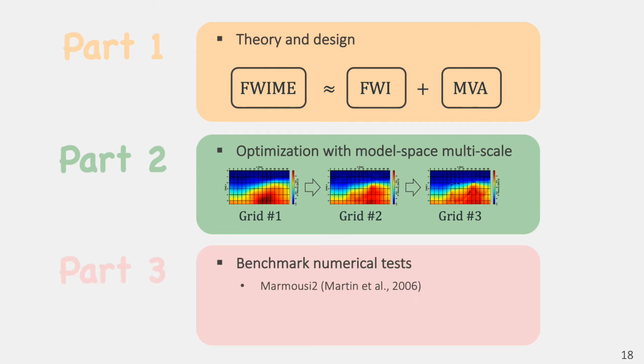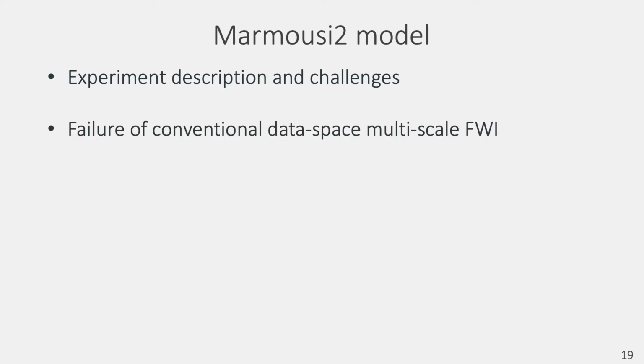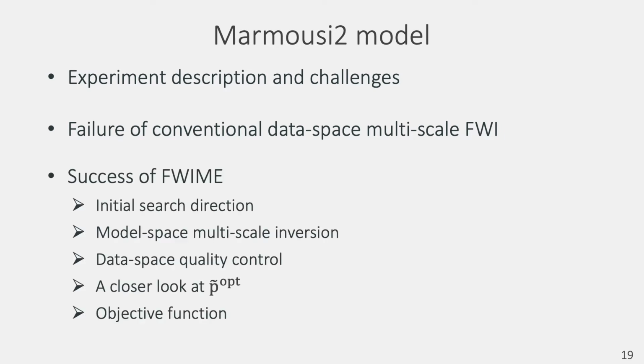And the first test is conducted on the well-known Marmousi2 model proposed by Martin et al. 2006. We begin by a brief description of the experiment setup, and we summarize the main challenges associated with this numerical example. Indeed, we show that conventional data space multiscale FWI fails to retrieve a useful solution. And finally, we show that our FWIME workflow is able to retrieve an excellent solution.